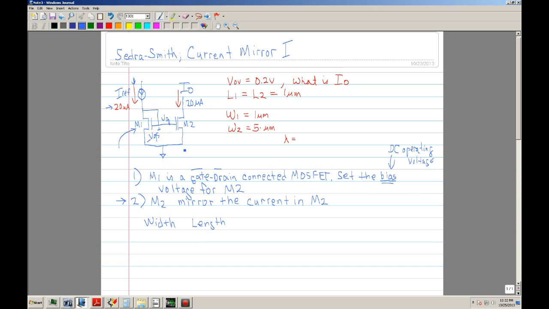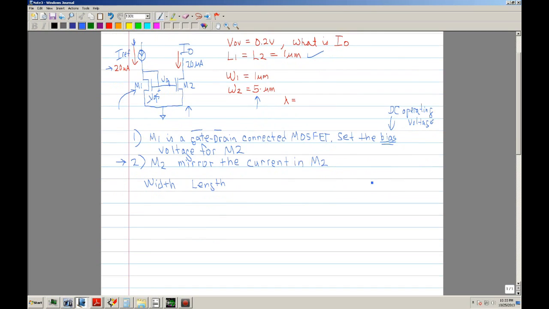Well, what happens if they're not equal? Let's say that this is bigger, 5 times bigger, which is what I'm saying right here. Let's say that the width of M2 is 5 microns, and the width of M1 is 1 micron. So you have a 5 times bigger MOSFET. And let's assume that L1, the length of M1, is the same as the length of M2.